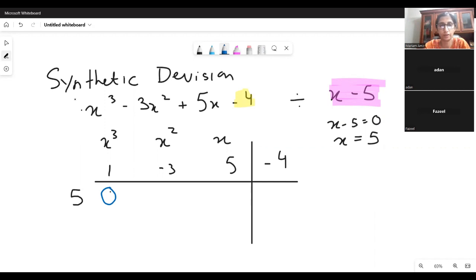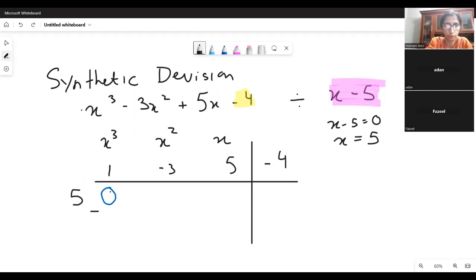Again, quick recap. हमने क्या किया? x cube, x square, x के coefficients उनके नीचे लिख दिए. जो constant है वो side पे लिख दिया. और फिर you equate this to 0 and we got a 5. 5 इधर लिख दिया. और first coefficient के नीचे हमेशा 0 लिखते हैं.